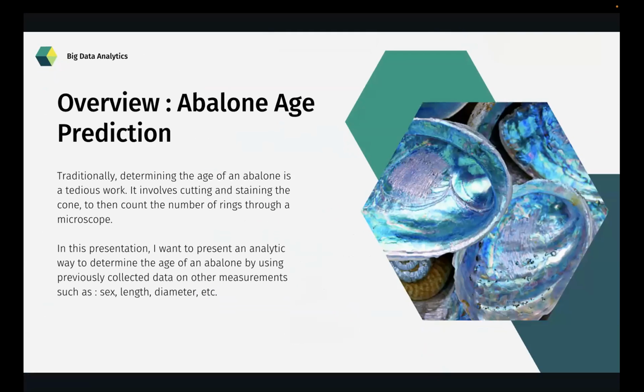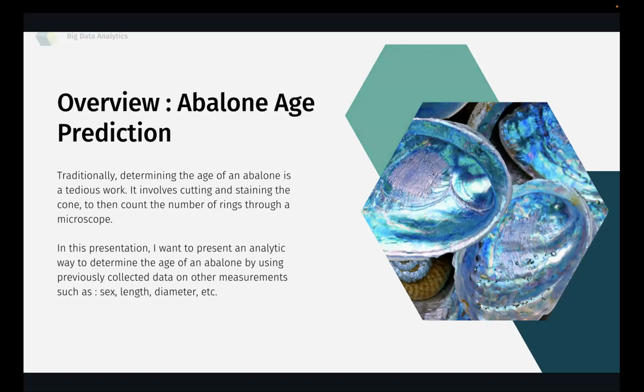So in the first part, here's a quick context. Abalone is a seafood. And traditionally, determining the age of an abalone is very tedious work because we have to cut it and stain it, and then we have to count the number of rings through a microscope. In this presentation, I want to present a more efficient way to determine the age by using previously collected data on other measurements. So, for example, the sex, length, diameter, weight of the shell, etc.